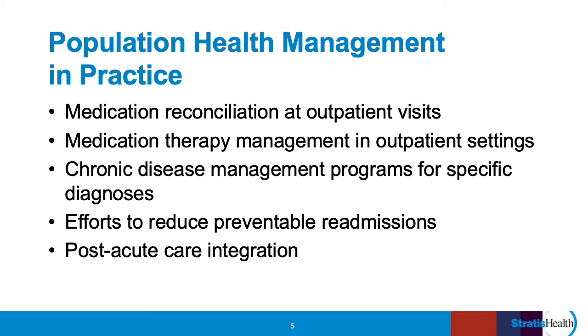When we look at population health management from an action perspective, or putting it into practice, we focus on the steps needed to work with a patient population to improve their collective health one patient at a time. The bullet points listed here are some of the population health management activities identified by the National Association of Accountable Care Organizations that organizations engaged in value-based care may want to focus on: medication reconciliation at outpatient visits, medication therapy management in outpatient settings, chronic disease management programs for people with specific diagnosis, efforts to reduce preventable readmissions, and post-acute care integration. We'll talk more about specific technologies that support these activities in Session 3.